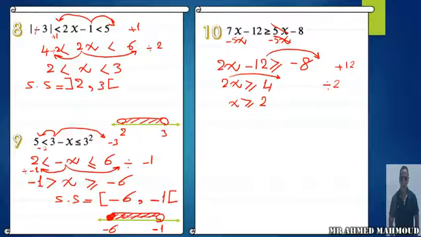The solution set is from 2 to infinity. 2 is closed, infinity is open. The number line will be from 2, closed, to infinity, open, like this.